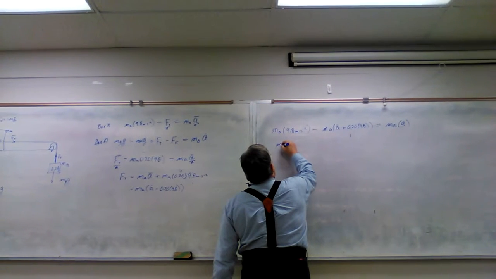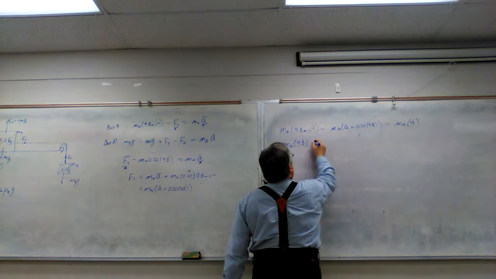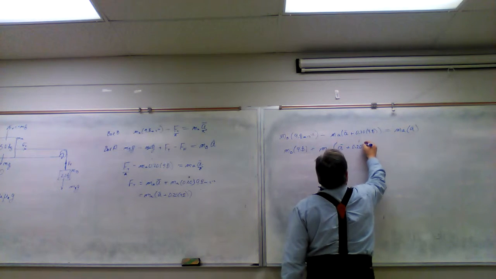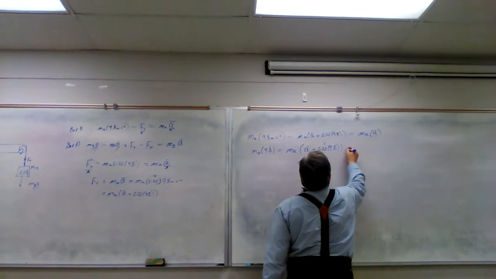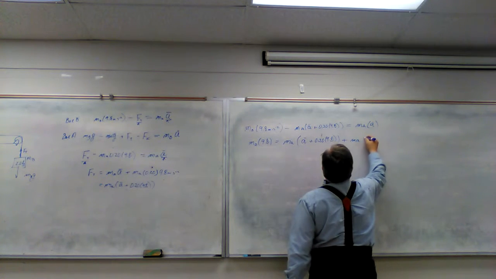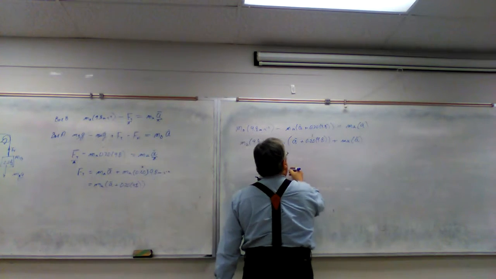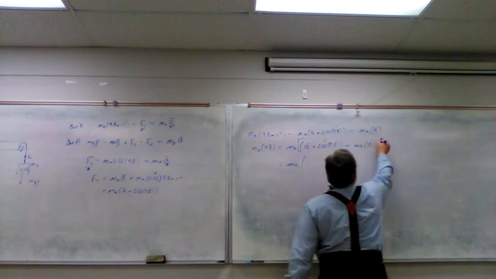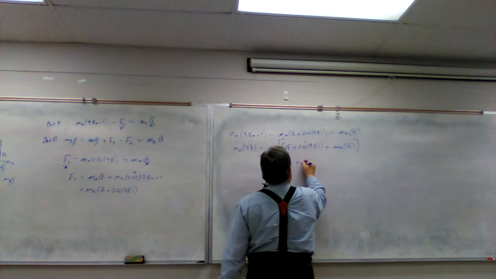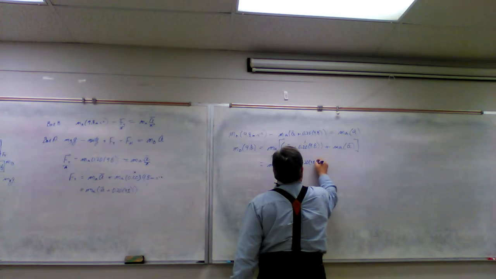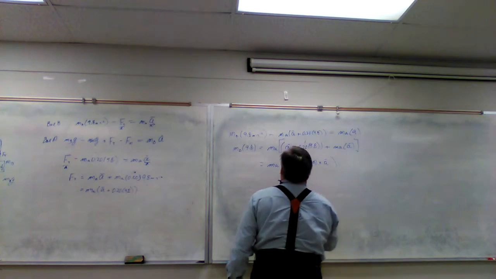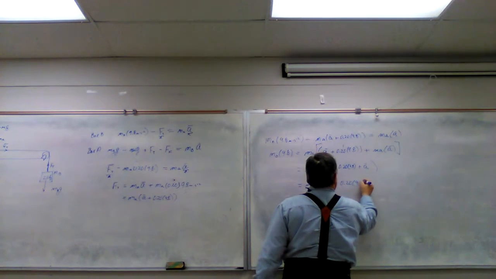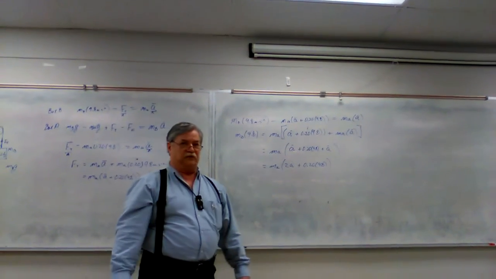All right, well, let's see. Here we've got mass B times 9.8 is equal to mass A times A plus 0.20 times 9.8 plus mass A times A, or factor the mass A out of both of these, and we get A plus 0.20 times 9.8 plus another A. What's 0.2 times 9.8? Somebody with a calculator.